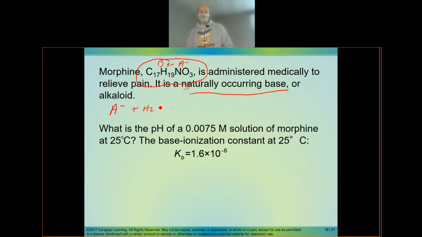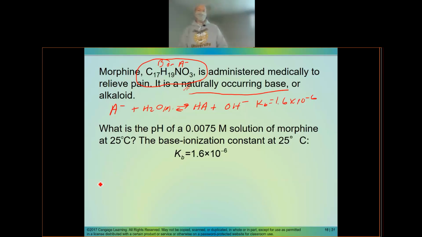And then I have to do a base must include water because that's where the OH comes from. And so I have my HA and I have my OH minus, and that's in equilibrium. All right, the Kb is given. Kb is 1.6 times 10 to the minus 6.